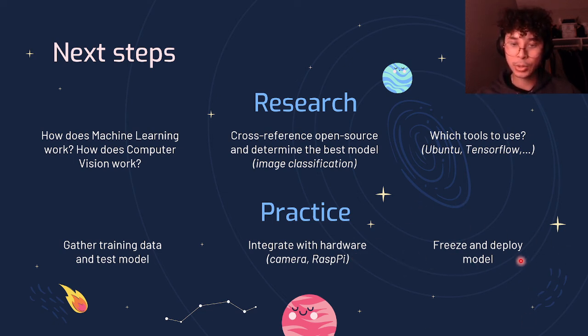I guess lastly is to freeze and deploy the model. Of course, the Raspberry Pi doesn't have enough processing power, so training on it is just not going to be plausible. So my idea is just to train it on a laptop or on a computer, and then freeze the model and just load that onto the Raspberry Pi, so that we can minimize as many calculations done on the Pi as possible.